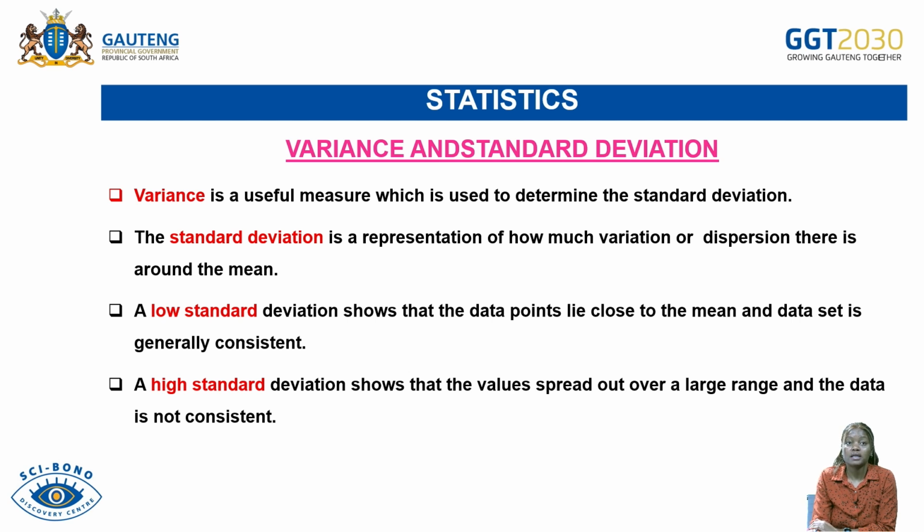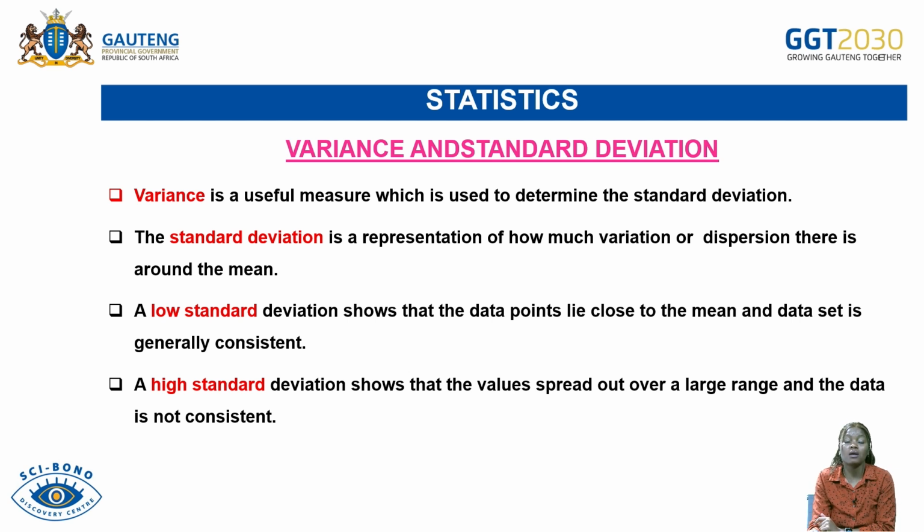Let's first look at the variance and the standard deviation. Variance is a useful measure which is used to determine the standard deviation. Remember we spoke about it when I was introducing the measures of central tendency and the measures of dispersion. The standard deviation is one of the measures of dispersion. It's a representation of how much variation or dispersion there is around the mean. You can either have a low standard deviation or a high standard deviation.